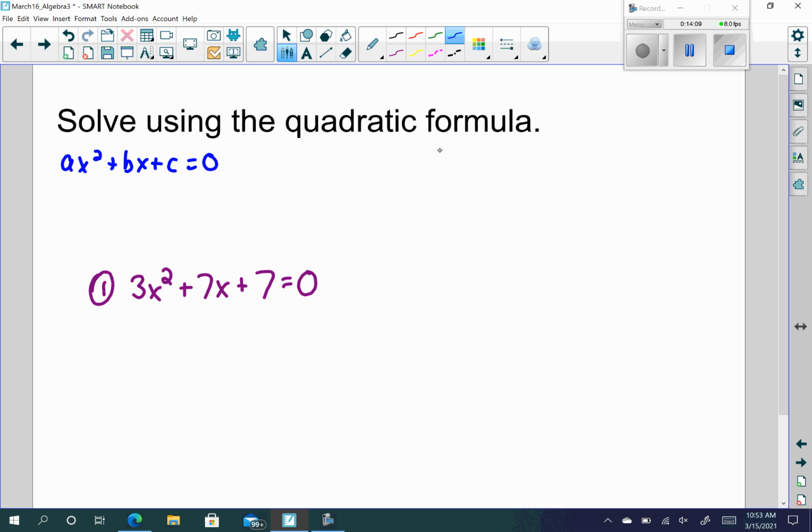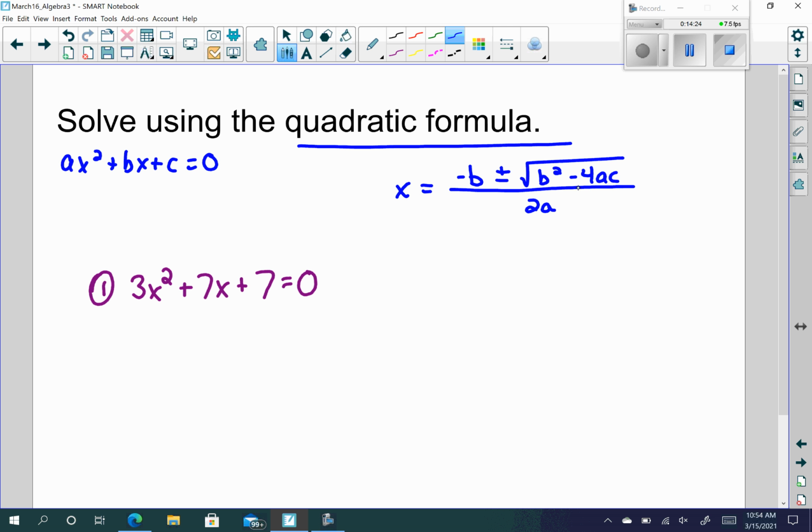So here it is. Quadratic formula is x is equal to one big fraction. In the top, it's the opposite of b, plus or minus square root of b squared minus 4ac, and in our denominator we get a 2a. So a, b, and c come from our equation. So right here, 3x squared plus 7x plus 7, a is 3, b is this 7 right here, and then c is the other 7.